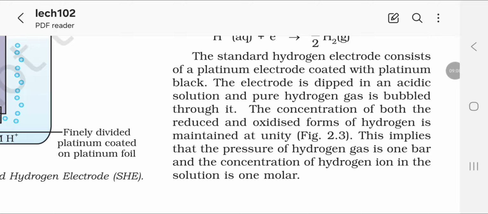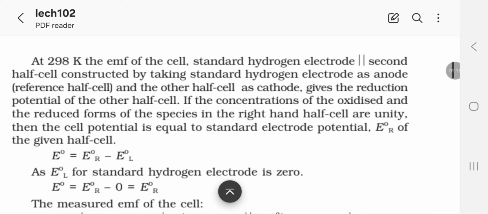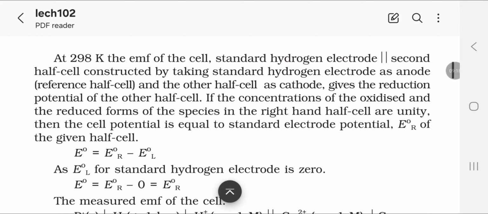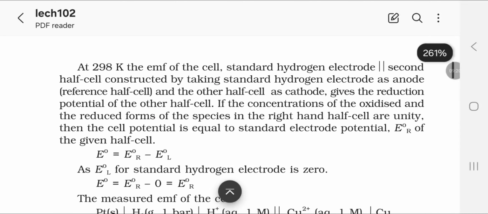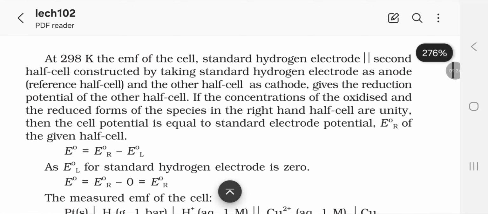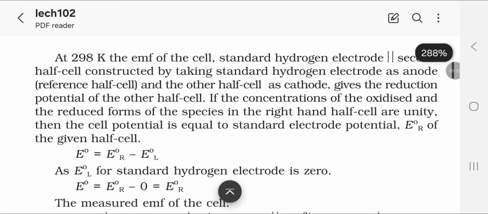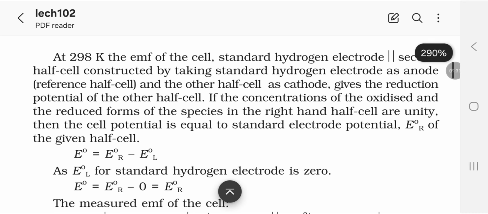This implies that the pressure of hydrogen gas is 1 bar and the concentration of hydrogen ion in the solution is 1 molar. At 298 Kelvin, the EMF of the cell, standard hydrogen electrode, second half cell, constructed by taking the standard hydrogen electrode as anode and the other half cell as cathode, gives the reduction potential of the other half cell.